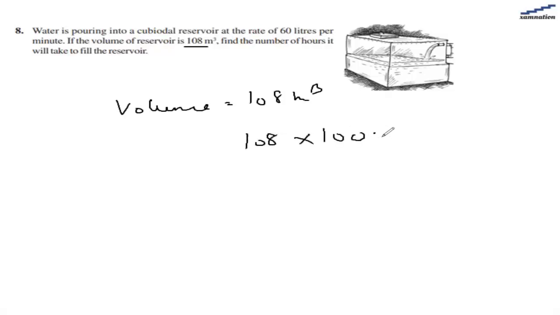In this question, we're told that water is pouring into a cubical reservoir at the rate of 60 liters per minute. If the volume of the reservoir is 108 meter cube, find the number of hours it will take to fill. So volume is given as 108 meter cube. And in terms of liters, it will be 108 kiloliters.